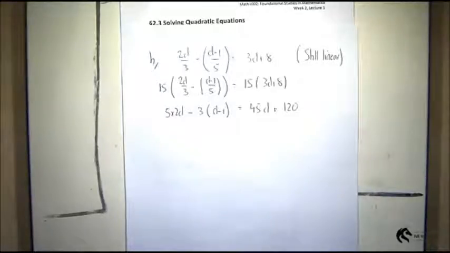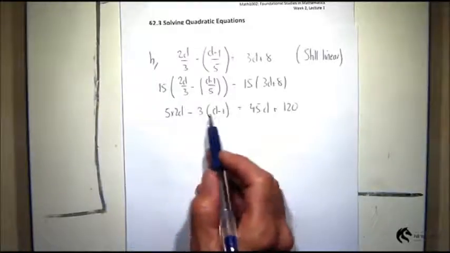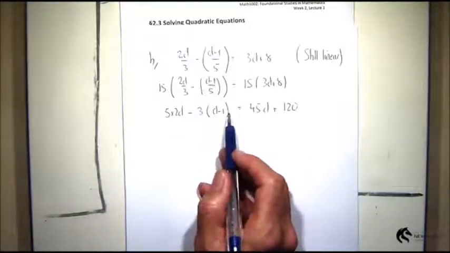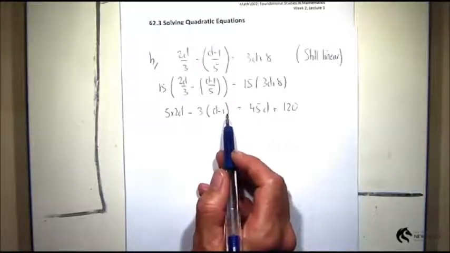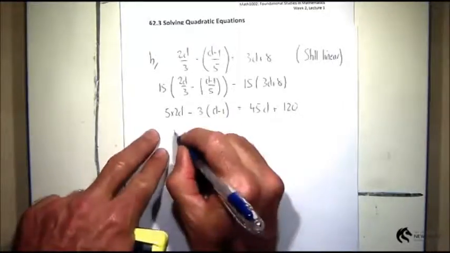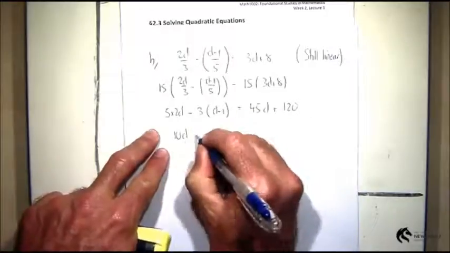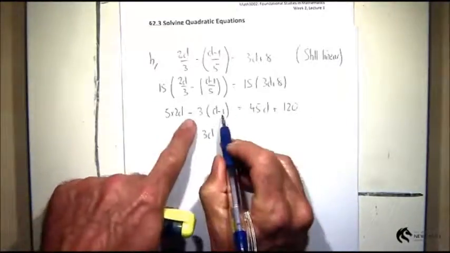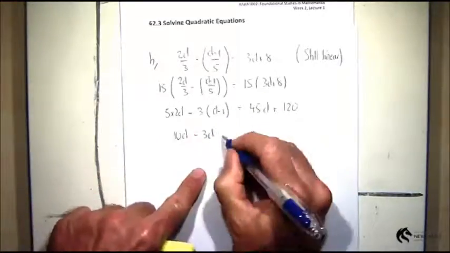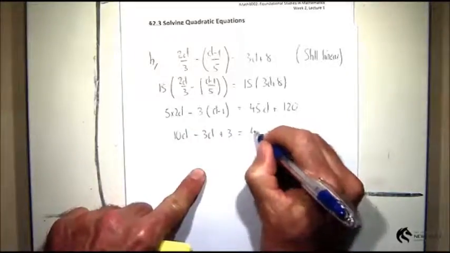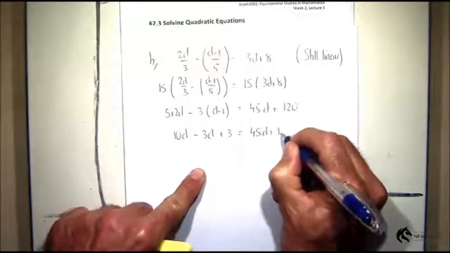I still can't get all the d's onto the left-hand side yet because I've got this set of grouping symbols here. So let me expand that out next, and then I'll be able to get all my d's onto one side. So this is 10d minus 3d, and then minus 3 times minus 1, so that's plus 3, is equal to 45d plus 120.